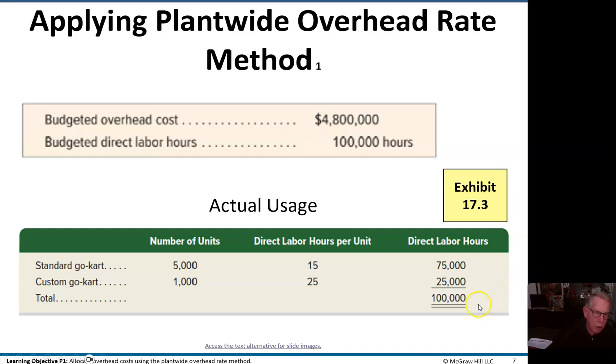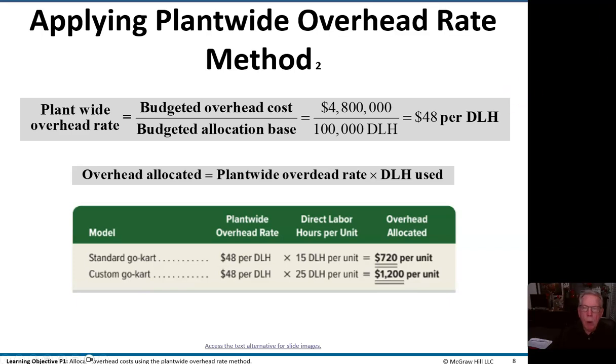It's very rare, frankly, that our total actual direct labor hours will exactly equal our estimated hours. However, to make it simple, they've made it that way here in this example. So now what we do, just like we did previously in the predetermined overhead rate, is take the $4.8 million and divide it by the 100,000 direct labor hours total. That gives me $48 per direct labor hour. So now I can multiply this through.